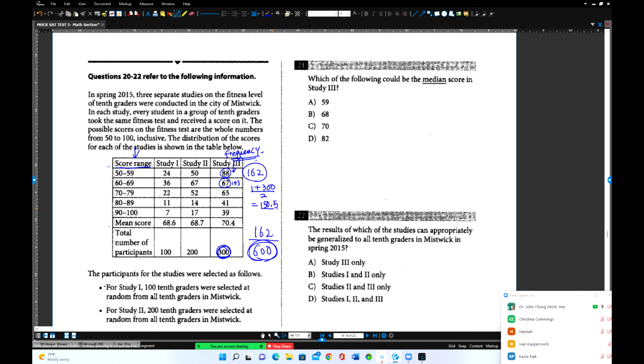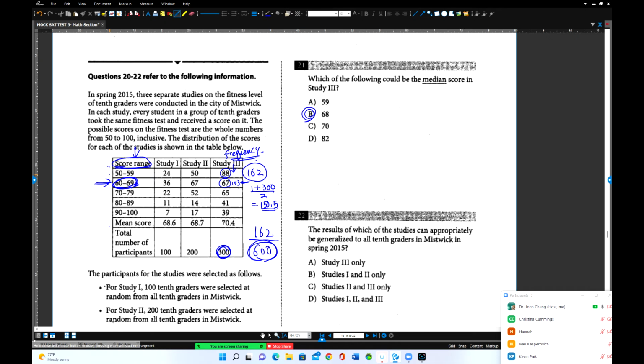Okay? So 150 belongs to this frequency. So this is the range. Okay? This is the score range. So what is the median? Median is between 60 and 69. Which number between 60 and 69? 68. Right? Over here. That is the median score range.